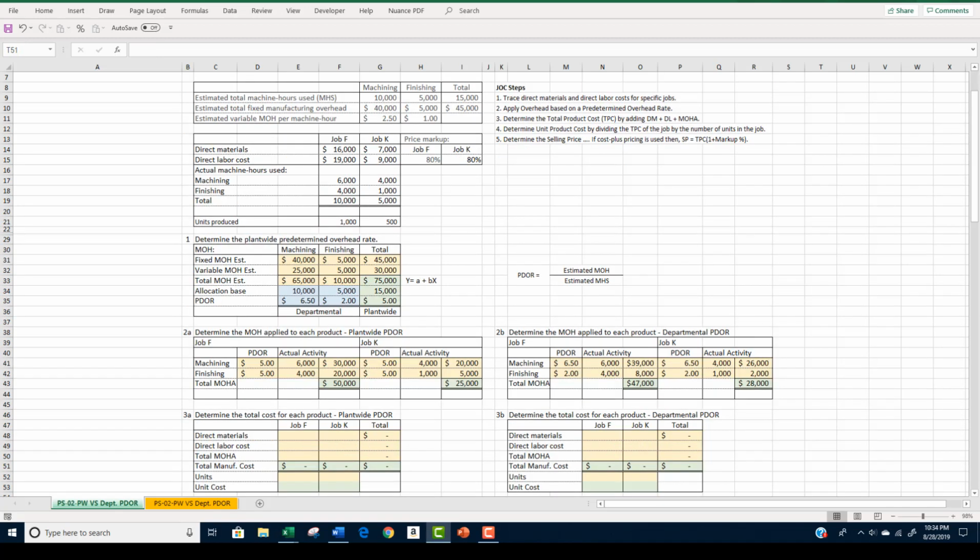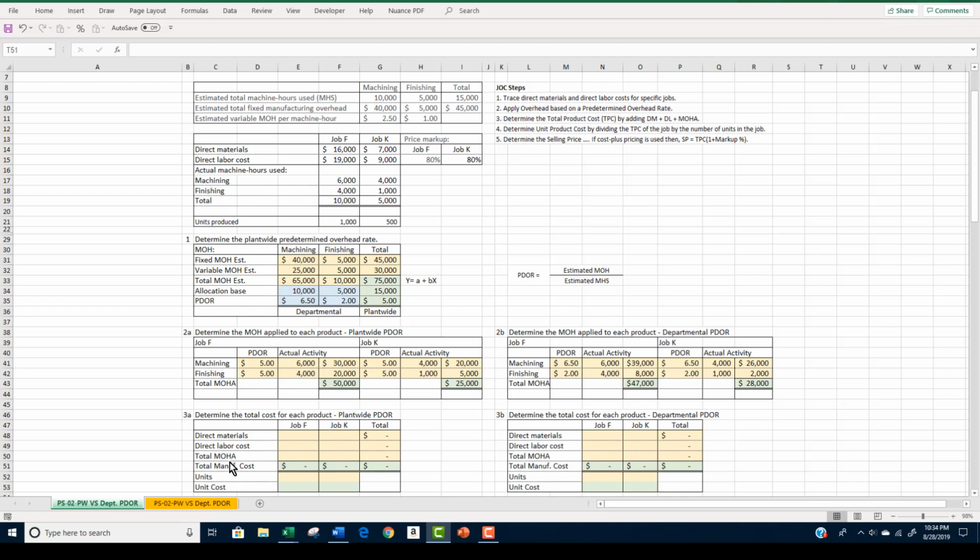At this point, we can determine the total cost for each product. Total manufacturing cost equals the sum of direct materials, direct labor, and manufacturing overhead applied. Notice that we are referring to manufacturing overhead as manufacturing overhead applied.